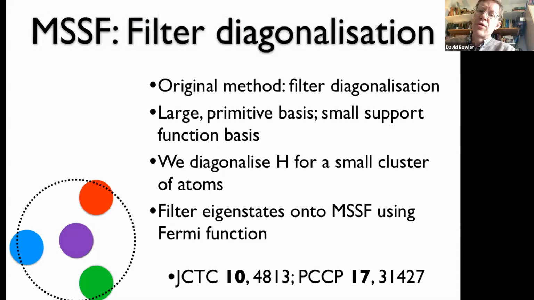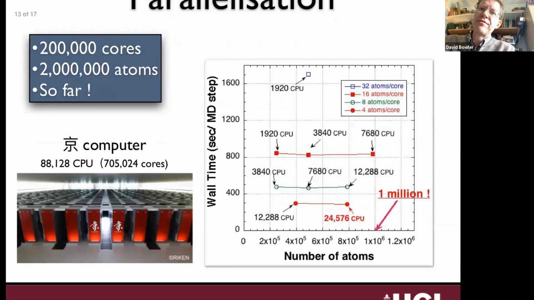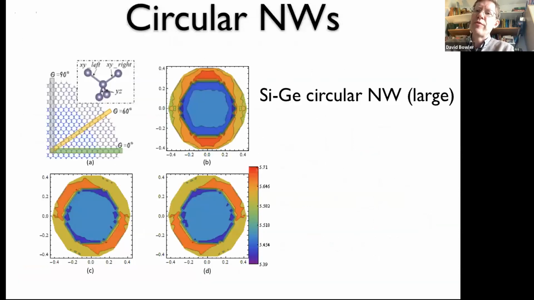Just to mention that CONQUEST is inherently parallel. We've demonstrated that we can go to 200,000 cores. That was on the K computer in Japan. And we've gone up to about 2 million atoms so far using linear scaling. So parallelization is important. So just a couple of brief illustrations of what we've been doing with it.